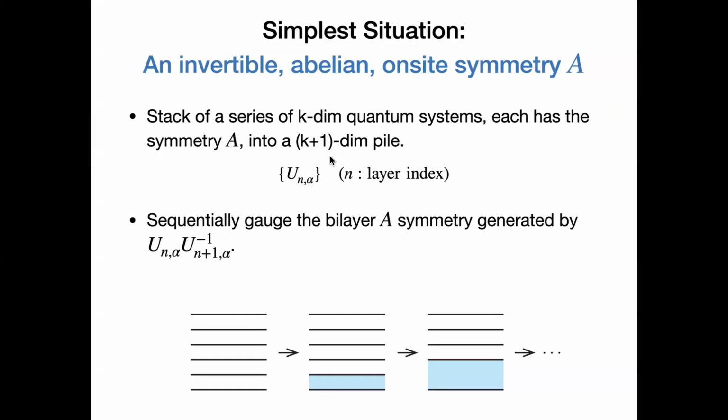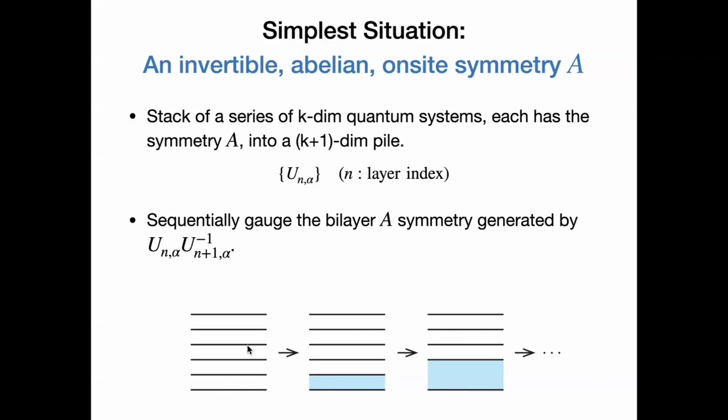So this is a symmetry. This also generates a symmetry group A, because I'm assuming abelian, so U and U inverse have the same multiplication rule. So this symmetry acts on two neighboring layers, and generates a bilayer symmetry A. I want to sequentially gauge these bilayer symmetries, which means, for example, I can first gauge the symmetry acting on the first two layers, and then proceed to gauge the symmetry acting on the second and third layers, and then third and fourth layers, and so on.